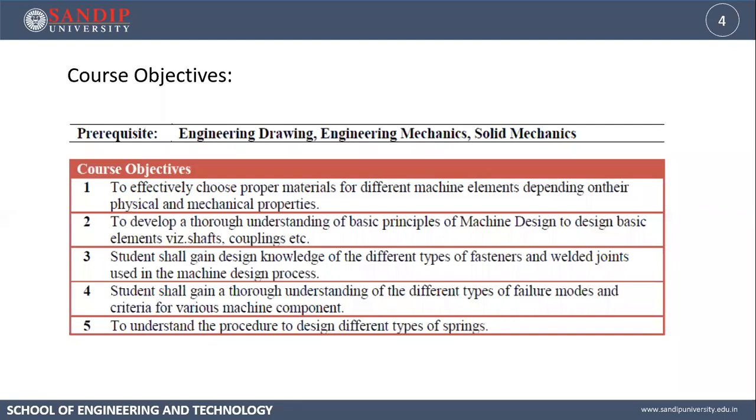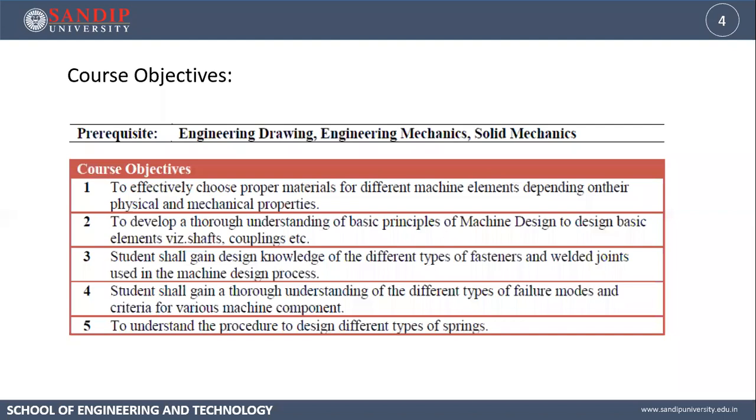Then, to develop a thorough understanding of the basic principles of machine design, and to design basic elements like shaft, couplings, keys, cotter joint, knuckle joint. So we'll start with the very basic elements, and you should be able to apply the principles of design to design the element.